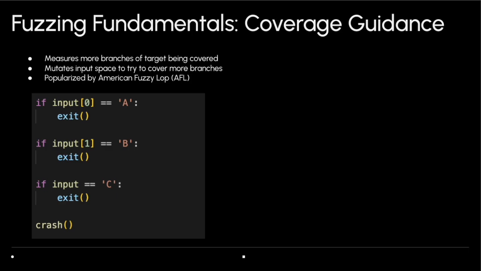Now, looking at this example, if our fuzzer generates random input and it never starts with A, it'll never get past the first check. Coverage guided fuzzers steer the fuzzers towards inputs that unlock new code paths. This technique was popularized by a tool called American Fuzzy Lop, or AFL, which is the direct ancestor of kAFL.